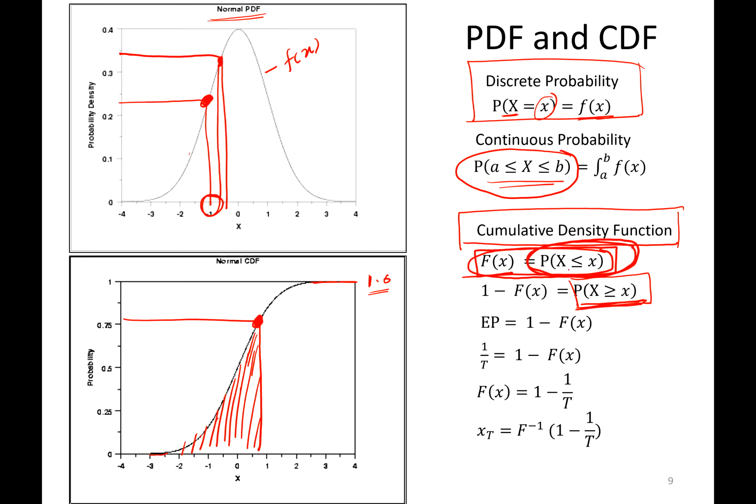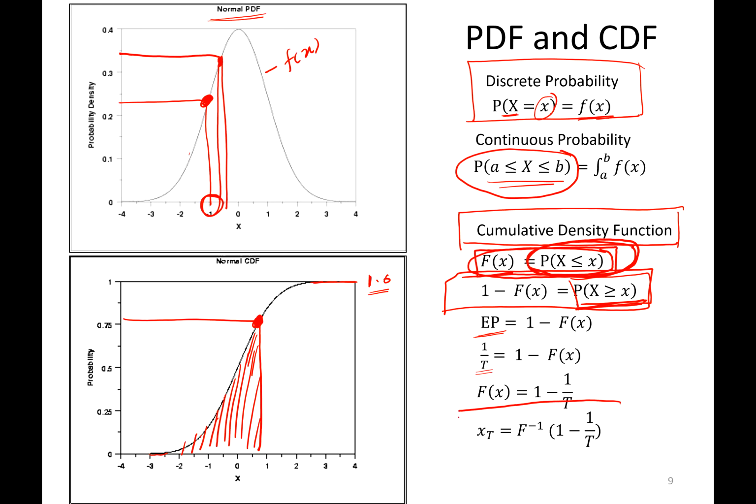So remember, with probability theory, if the probability of success is p, the probability of failure is 1 minus p. So with the same logic, if F(x) is equal to P(X less than x), then 1 minus F(x) will give me P(X greater than or equal to x). So if this is true, then instead of probability, we can just say our exceedance probability is 1 minus F(x). Exceedance probability can be written as 1 over return period, and then we can rearrange this.